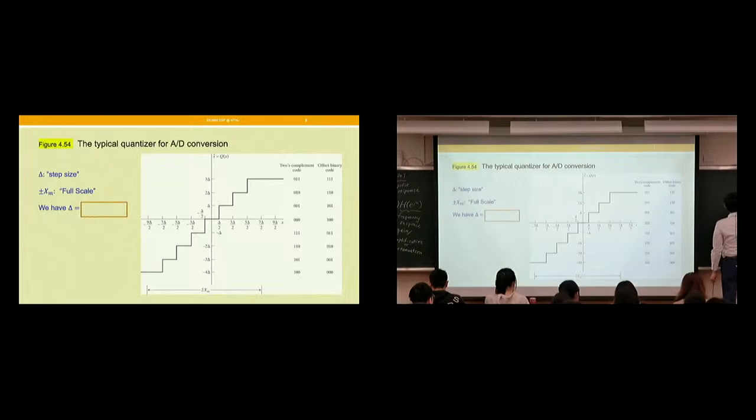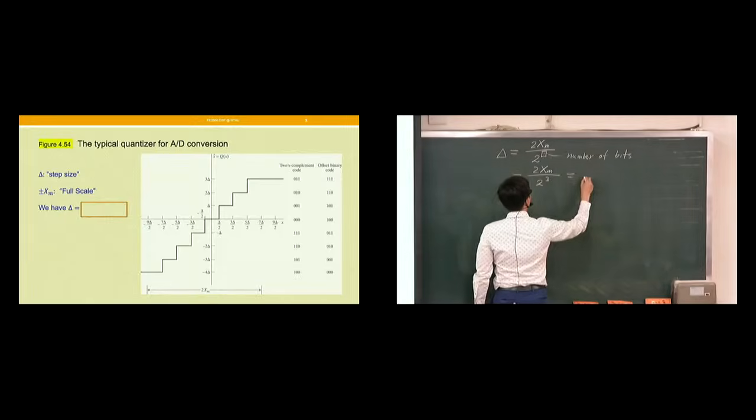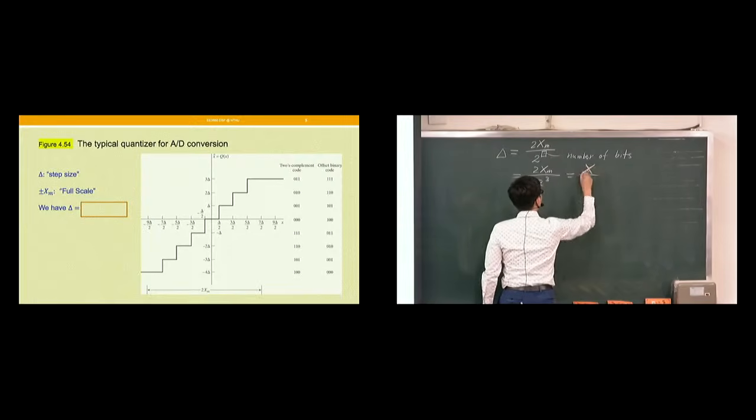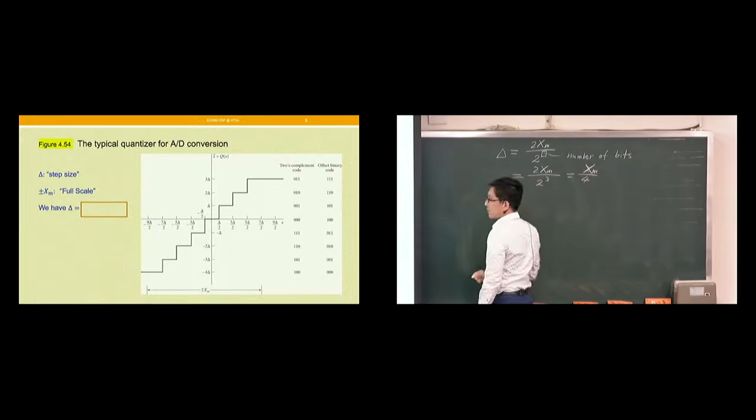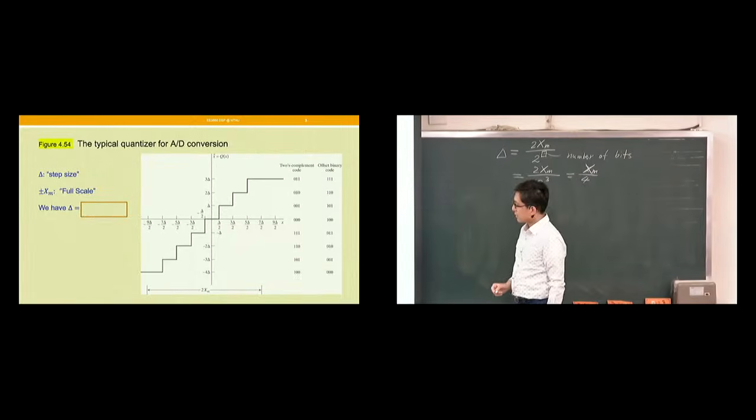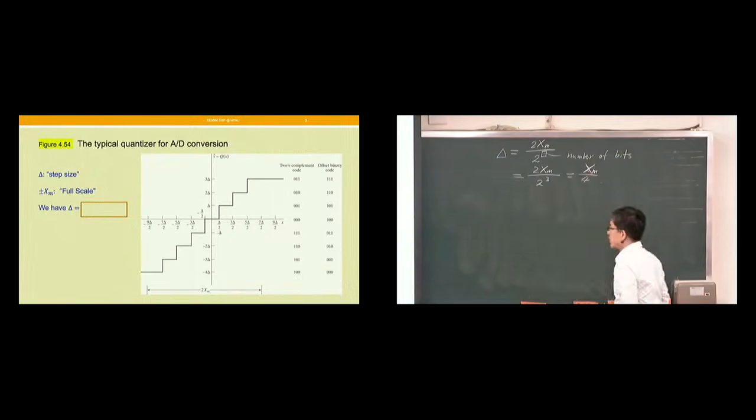So in this case, 2xm, the full range, divided by 2 to the third power, which is 8. So that leads us to delta equals what? That. So that's a very simple matter of fact.